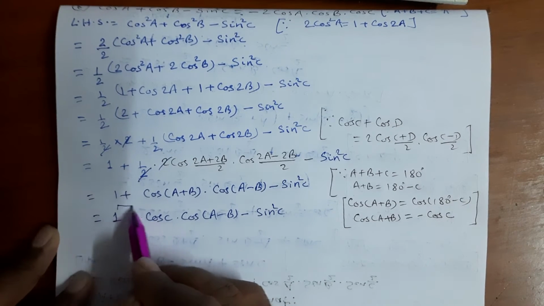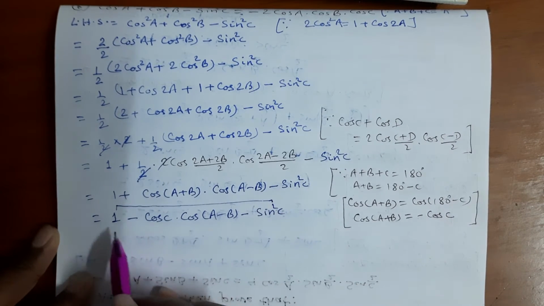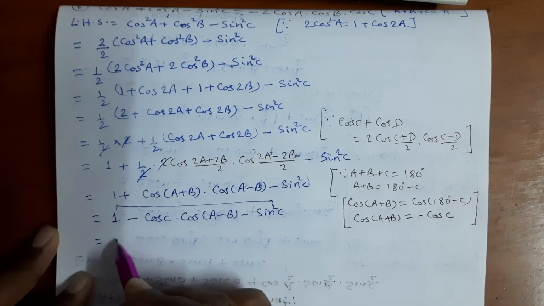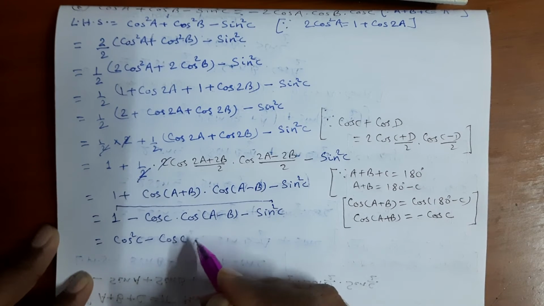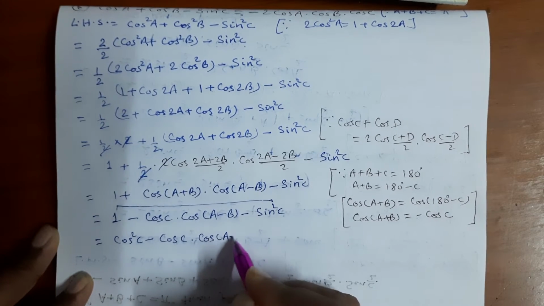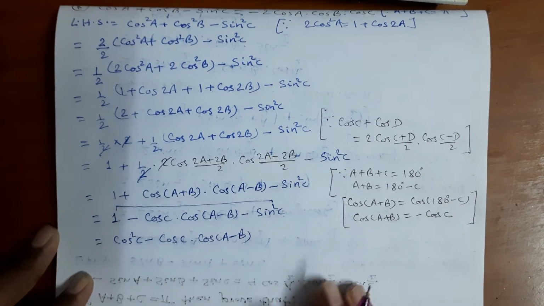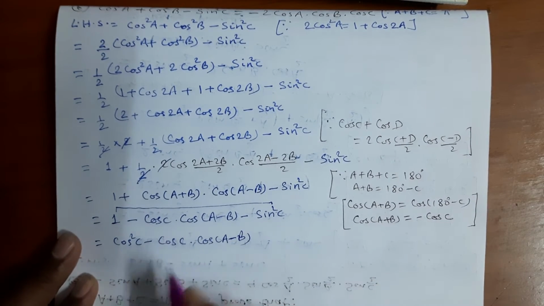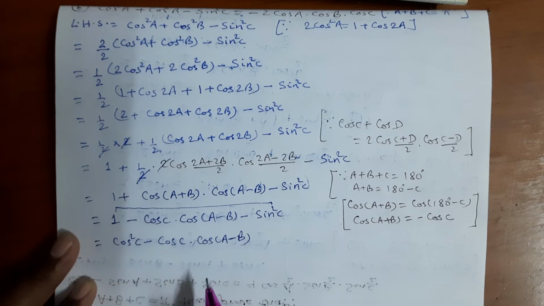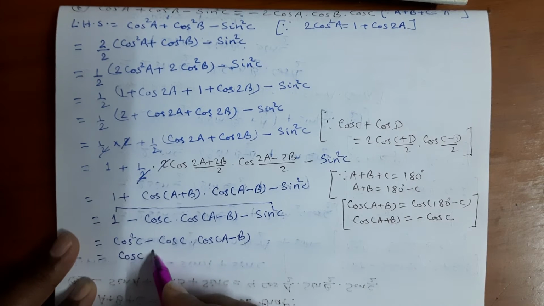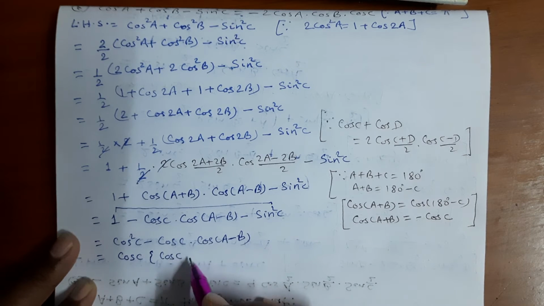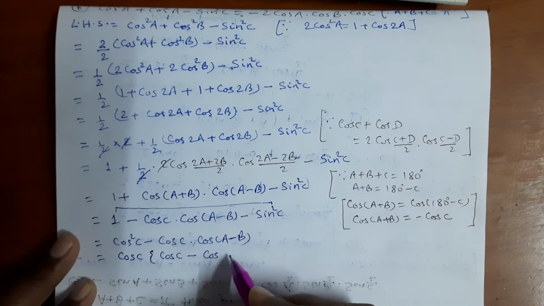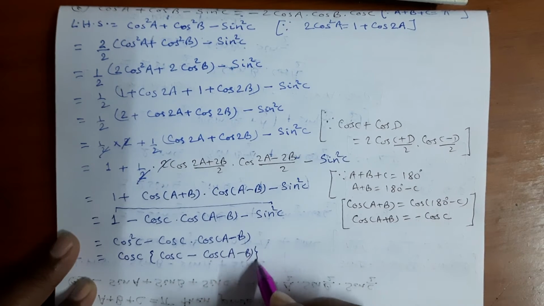And now from this first and this last one, 1 minus sine square C is cos square C minus cos C times cos A minus B, we can write. Okay. And now from these two, cos C is common, so we'll get inside there cos C minus cos A minus B.